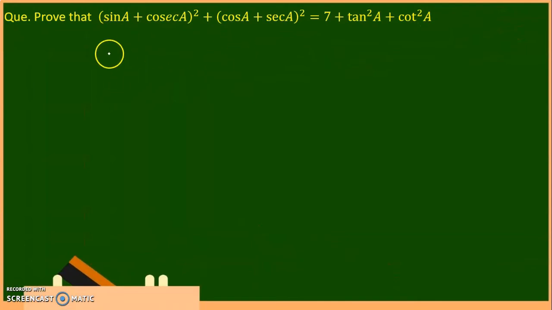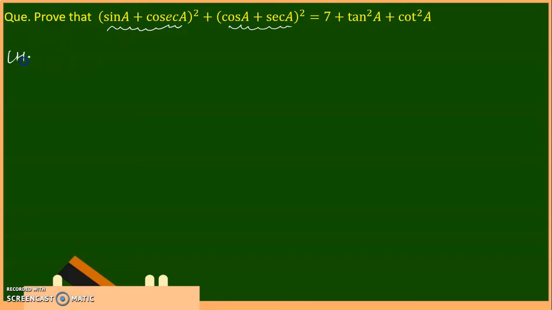Next question, very easy question. Sin a plus cosec a whole square plus cos a plus sec a whole square is equal to 7 plus tan square a plus cot square a. So here first of all use the formula a plus b whole square, here also a plus b whole square.